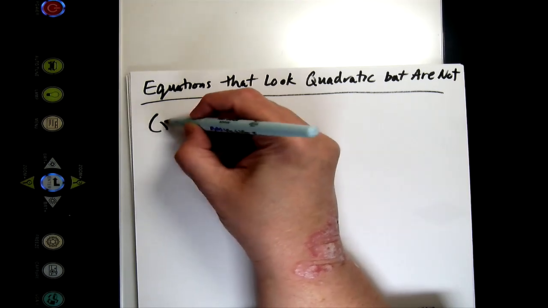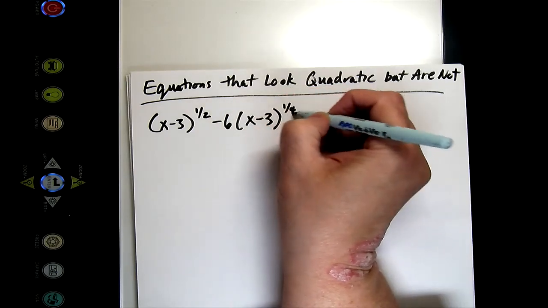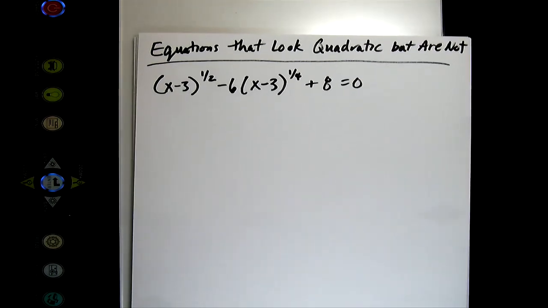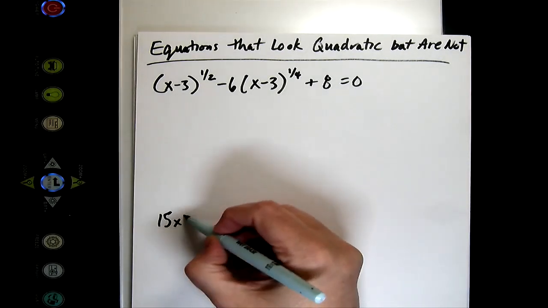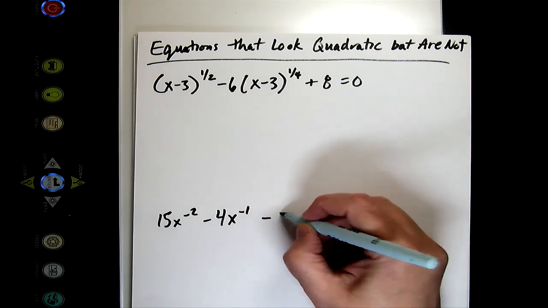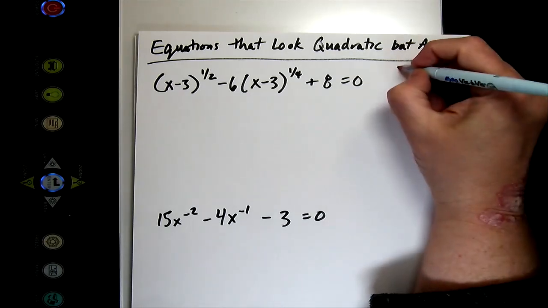We're going to have x minus 3 to the 1/2 minus 6 times x minus 3 to the 1/4 plus 8 equals 0. And 15x to the negative 2 minus 4x to the negative 1. I'm going to move this 3 over and just have it like that. These are still solvable. You just got to do one more step. In this step, you will grow very, very used to, because we almost always use the same letter for it. It's called a U substitution or a U sub.